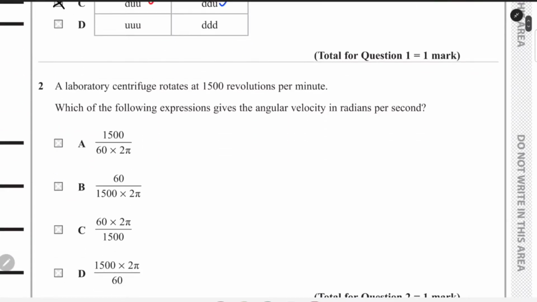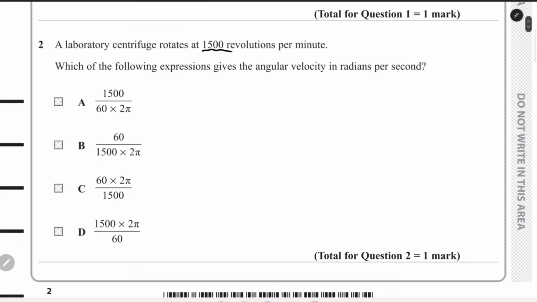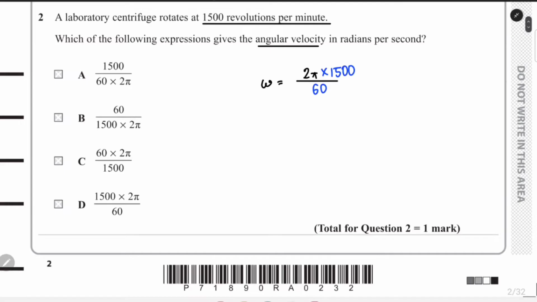Now in question 2, we are given a centrifuge that rotates at 1500 revolutions per minute, and we have to find the angular velocity for it. This is the angular velocity. It's 2 pi n divided by t. N is the number of complete revolutions. In this case, it's 1500, and the time is 60 seconds. So between our options, option D will be the correct answer.